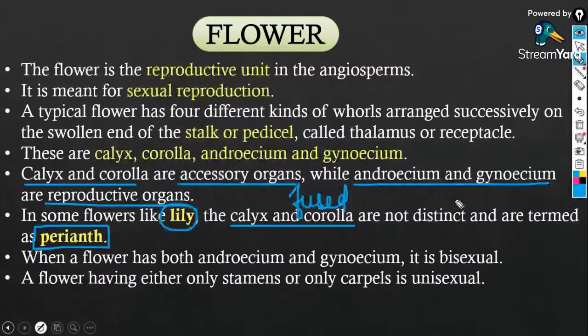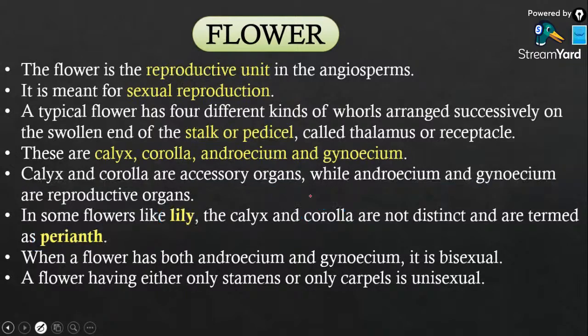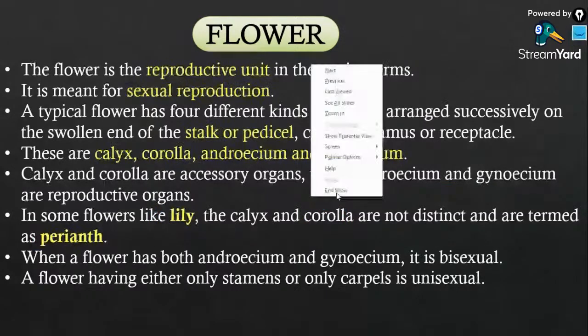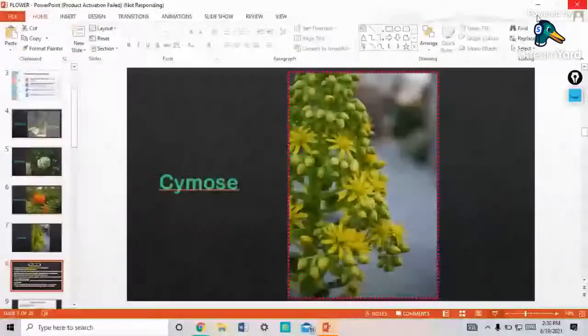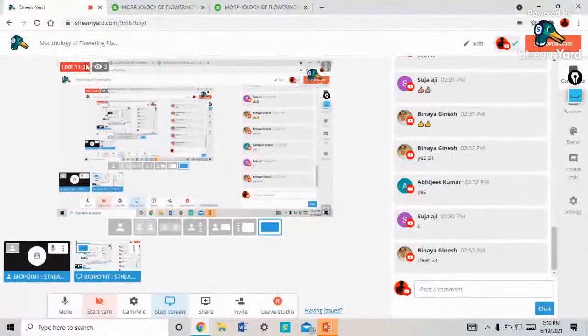Whereas in some plants, such as the water lily, the sepals and petals, that is the calyx and corolla, both of them are not separated. They are fused together.